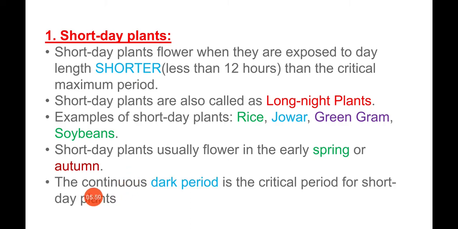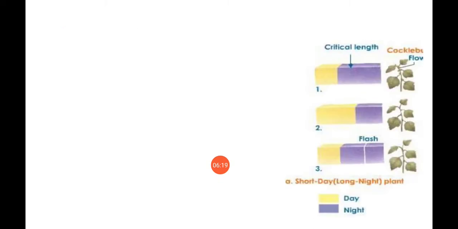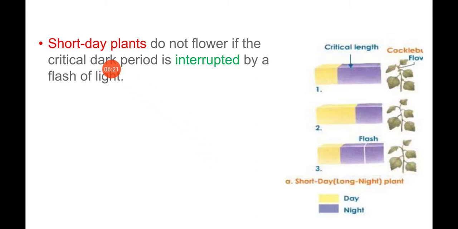Next, they require a continuous dark period. This continuous dark period is the critical period for short day plants. An uninterrupted dark period is required for these plants, otherwise they will not produce flowers. Next, short day plants do not flower if the critical dark period is interrupted by a flash of light.